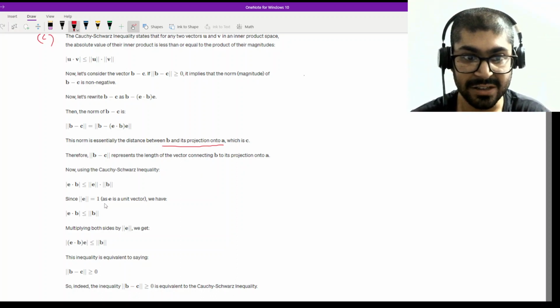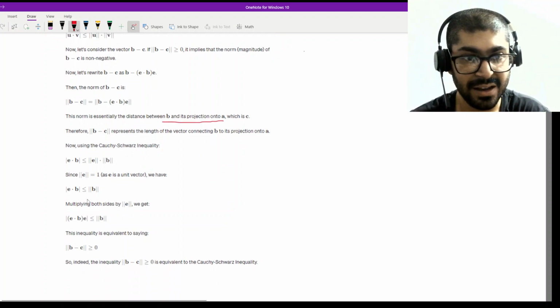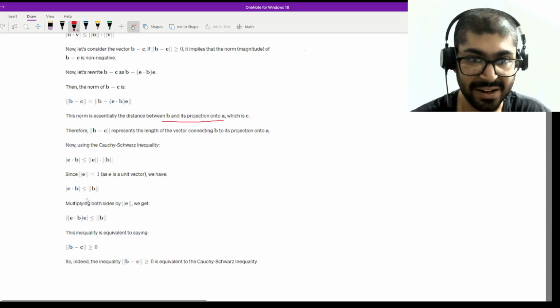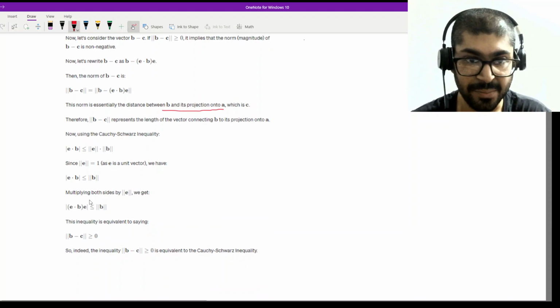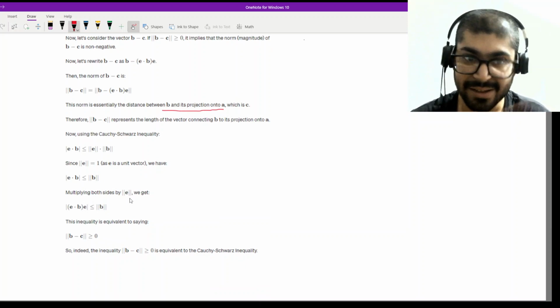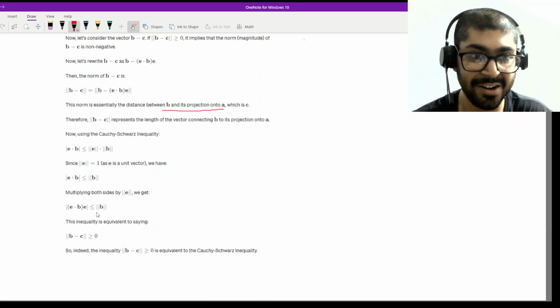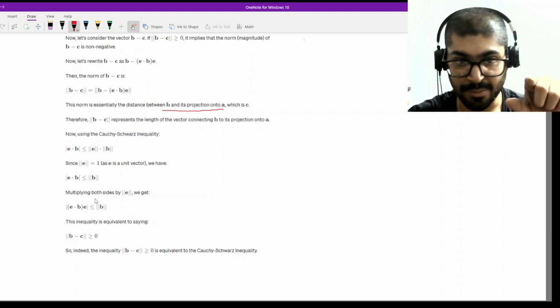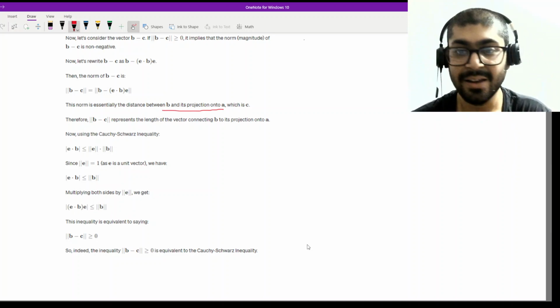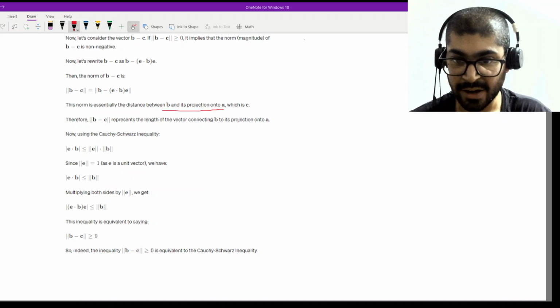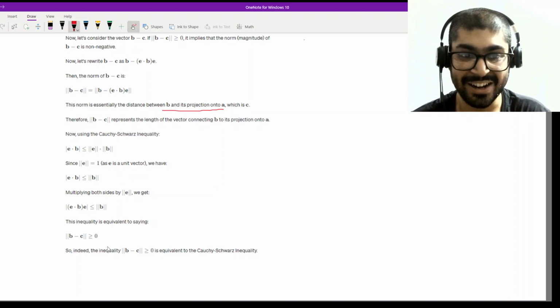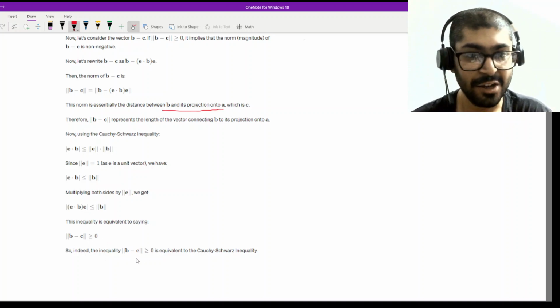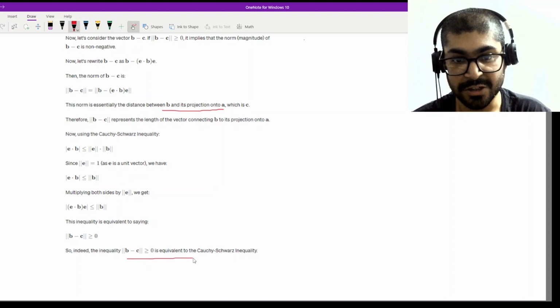Now using the Cauchy-Schwarz inequality, as e is the unit vector, we have e dot b is less than or equal to the norm of b, multiplying both sides by the norm of e because it's 1, it was the unit vector. We get the modulus of e dot b less than or equal to the norm of b. Now once you have that, this is equivalent to saying the norm of b minus c is greater than or equal to 0. Indeed, the inequality is equivalent to the Cauchy-Schwarz inequality.